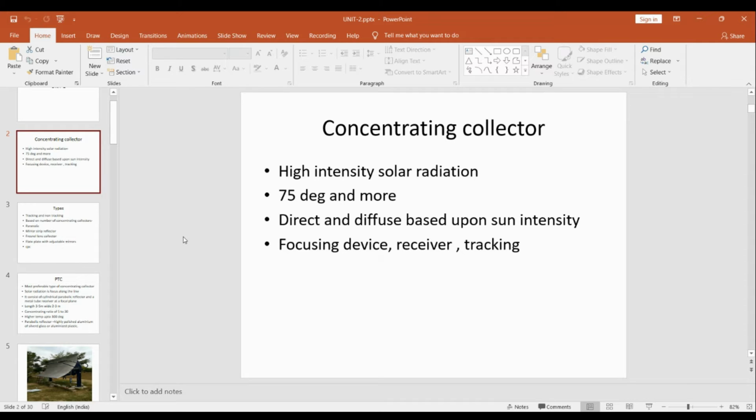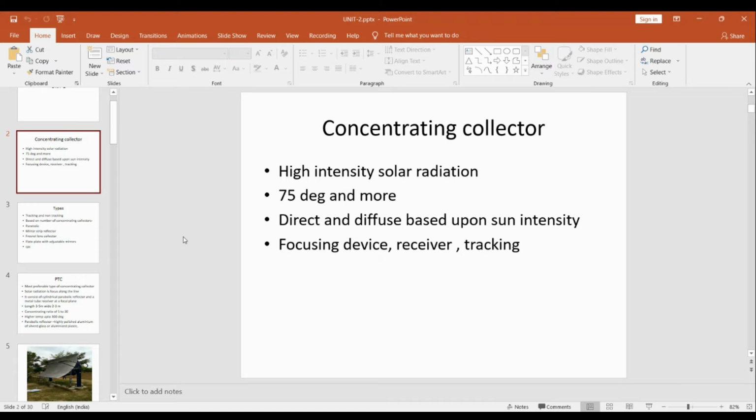Okay, so direct radiation means only the direct radiation can be absorbed. The flat plate collectors are like that only, right? It will absorb only the direct radiation. So the concentrating collector will absorb the direct radiation as well as the diffuse radiation. Okay.